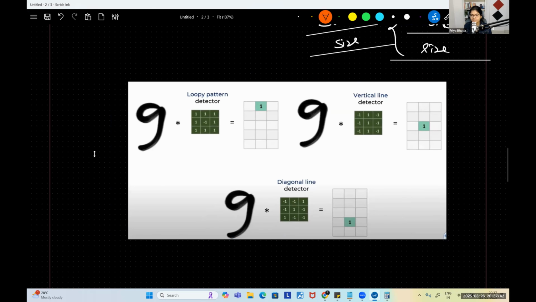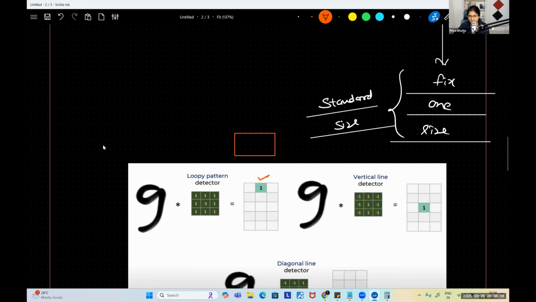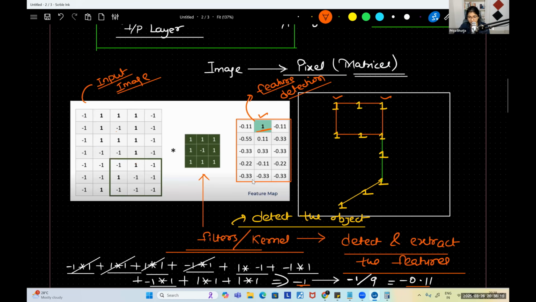So the very first filter which we have discussed is a loopy pattern detector, where it will try to detect that loop available in my 9. What is the meaning of a loop? That loop is this, which doesn't have any ending point, right? It is a rotation. 9 is just a rotation, right? So this is a filter for that, and it will be able to capture this one over here. A few minutes back, we have seen how it will be able to capture one.